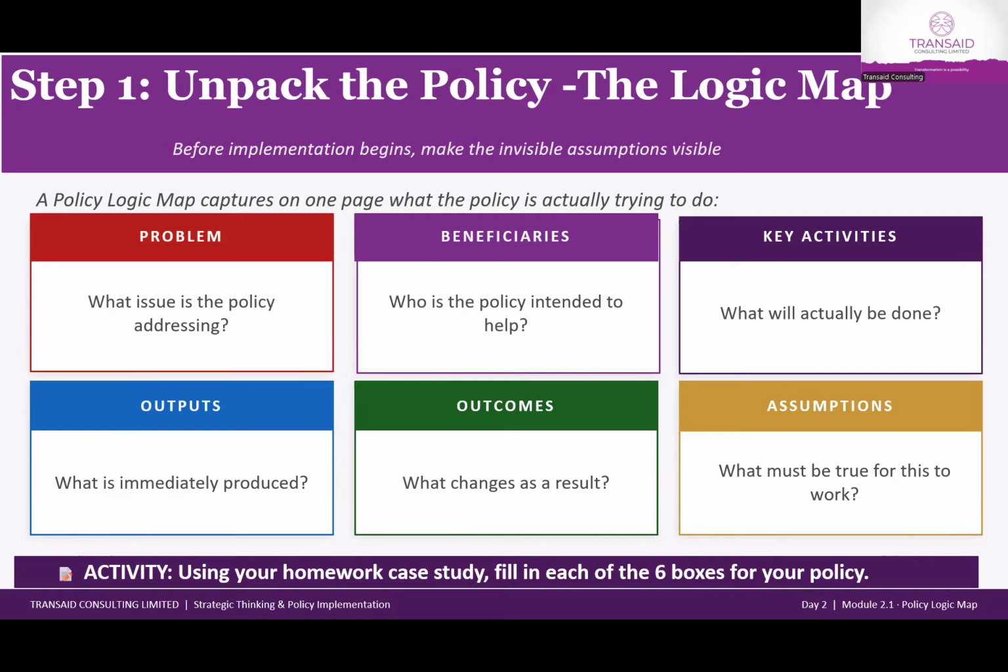So logic map means the problem. What issue is the policy addressing? Beneficiary. Who is the policy intended to help? Key activities. What will actually be done? Output. What is immediately produced? We are training 30 teachers. Outcomes. What changes as a result of that training? Do you have more skillful workforce now? Do you have more staff who are digital literate?